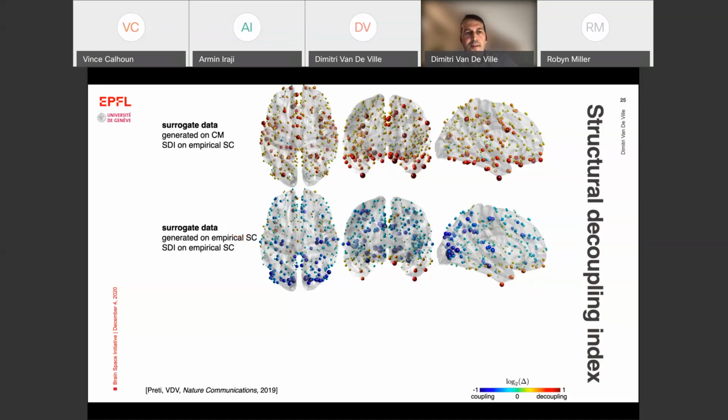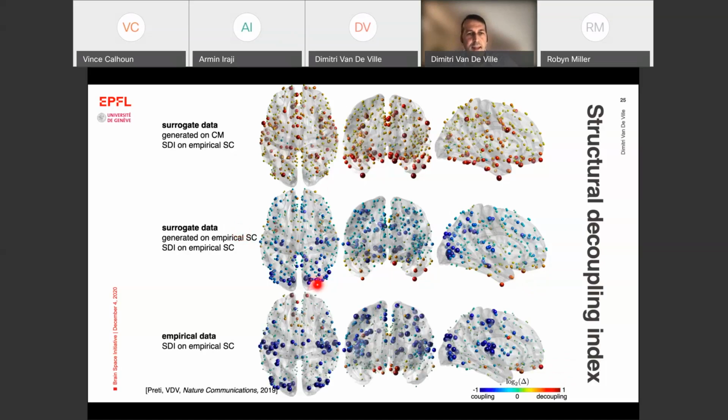Now, if we compare this with the structural decoupling index applied to the functional empirical data, this pattern actually reinforces itself. So you see that now the decoupling in the sensory regions is even stronger. You can clearly identify the visual, the somatomotor, and the auditory regions. And you also see that the decoupling in the high-level regions, now also highlighting parietal and again frontal and prefrontal regions, is getting stronger as well.